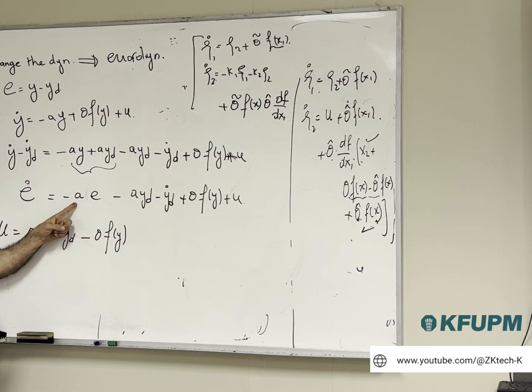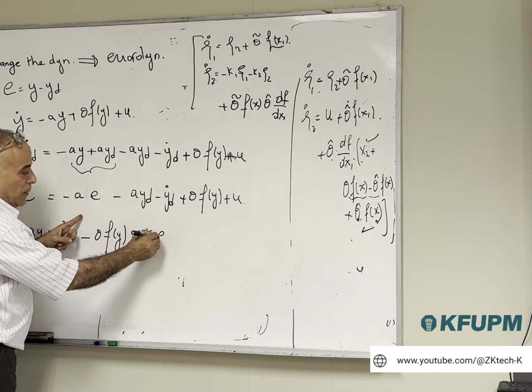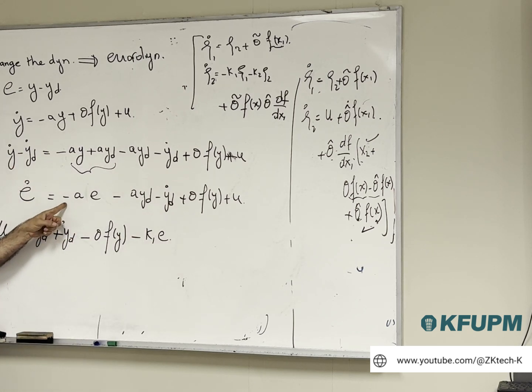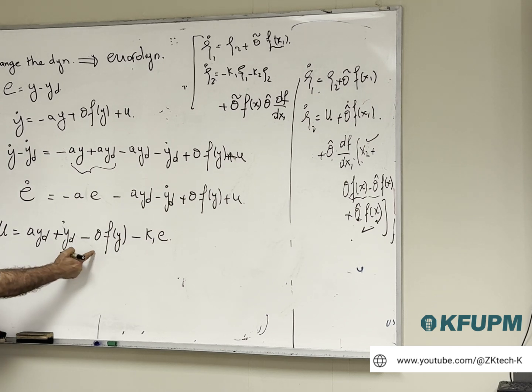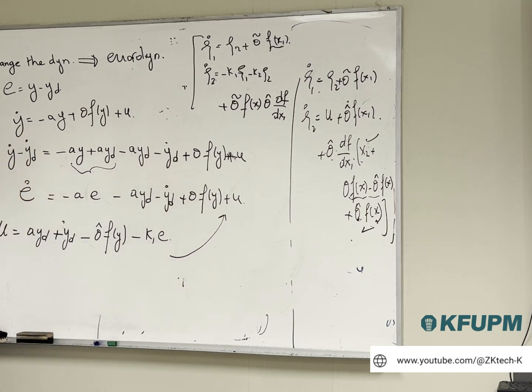But maybe I'm not happy with minus a times e. I would like the error to go differently, so we can add minus k1 multiplied by e, just to be able to affect the dynamic, to make it go faster, slower, whatever we want. I don't know the value of theta, so I'll put theta hat here. Everybody's okay?